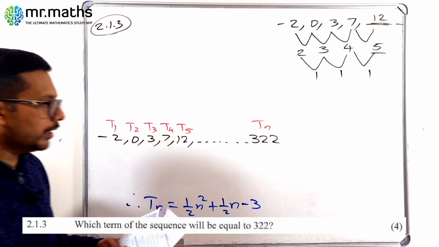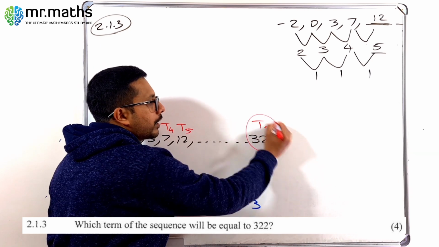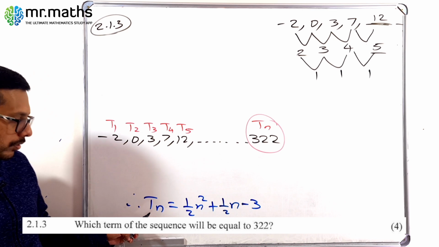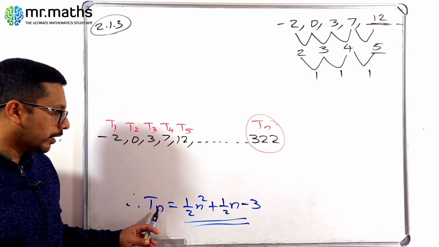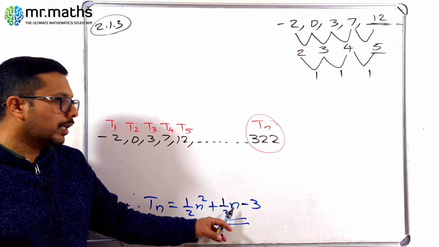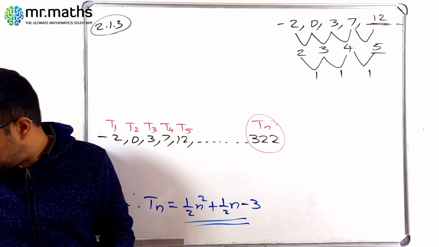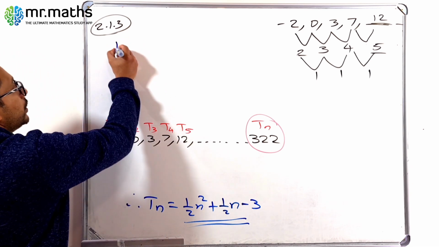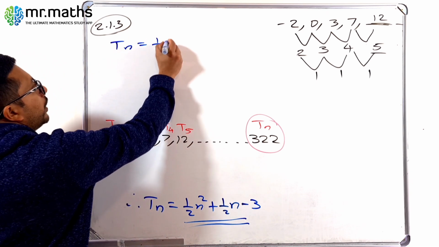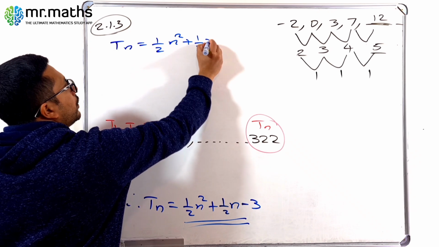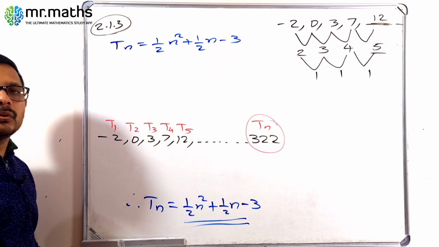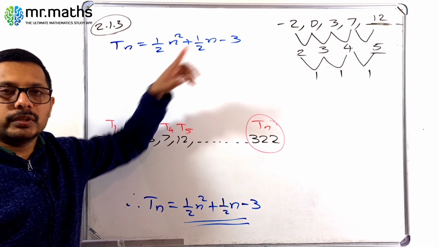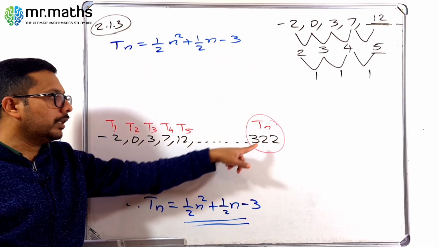That means you have to find the value of n. So what you have to do is consider this Tn as the last term, or 322. In the previous question we already got an expression for Tn: Tn is equal to half n square plus half n minus 3. So let's write our general equation first: Tn is equal to half n square plus half n minus 3. Now what we want to find is the value of this n. Then we can say that that term is 322.